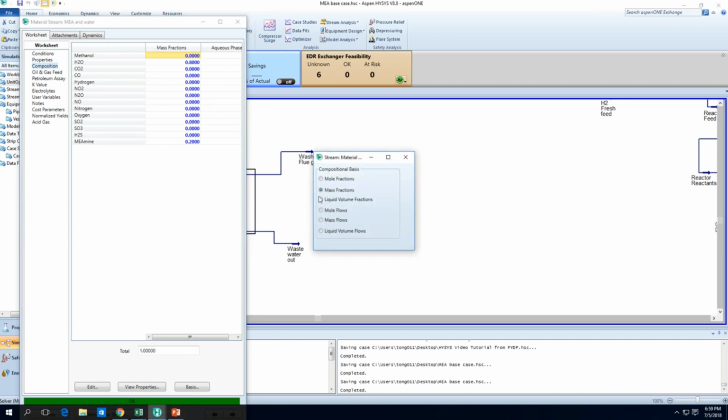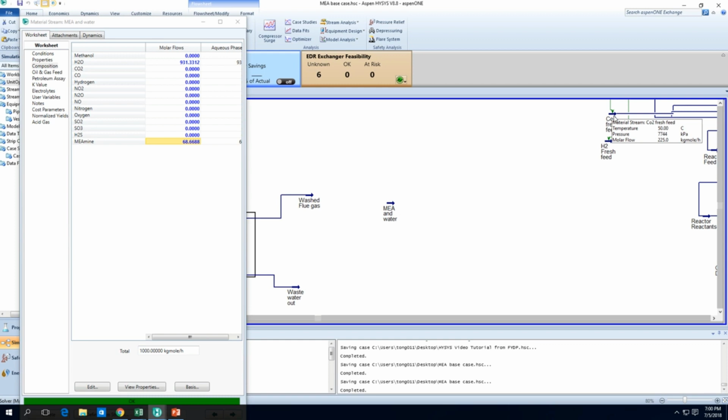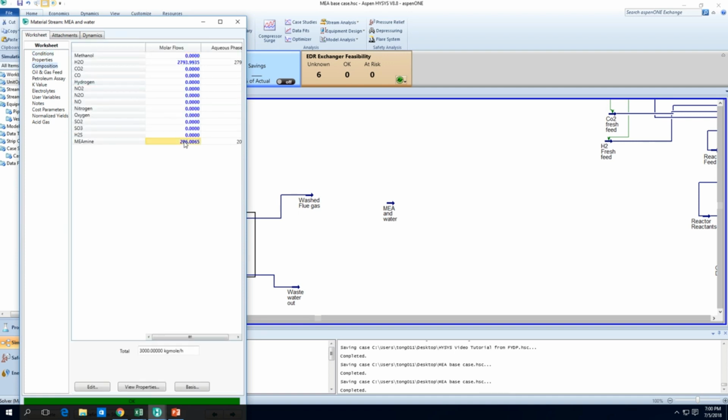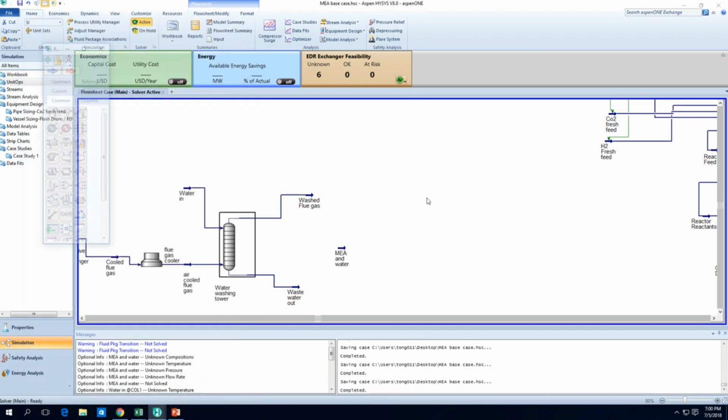So the mole flow we have is 68.66, and we want to absorb about 225, so we'll have to increase it by about 3 times. 206, because it's a 1-to-1 thing, if I'm not wrong. So let's increase it a bit more, 35. And let's put this into an absorber tower. Let's just try that.